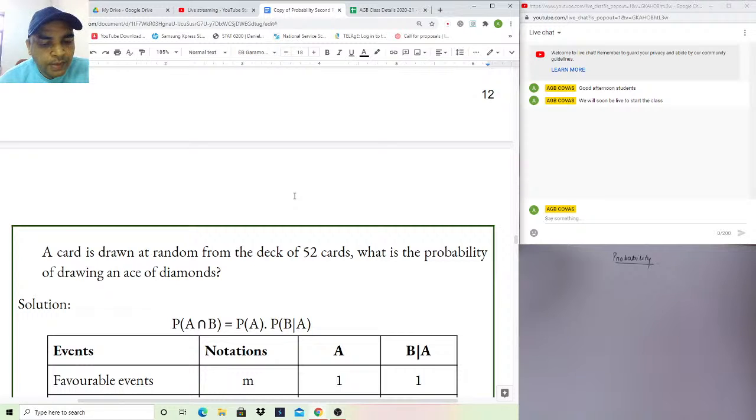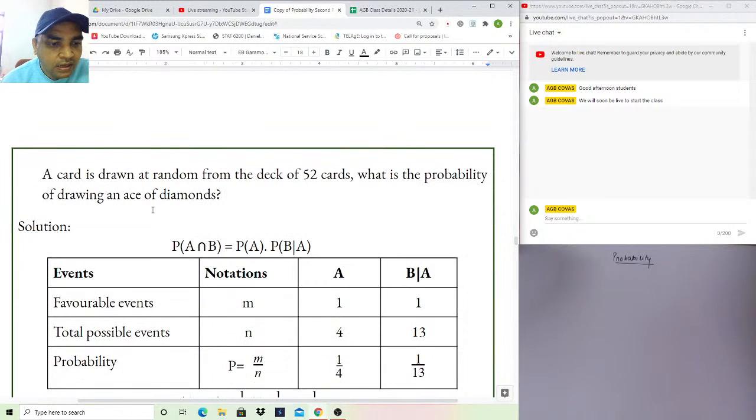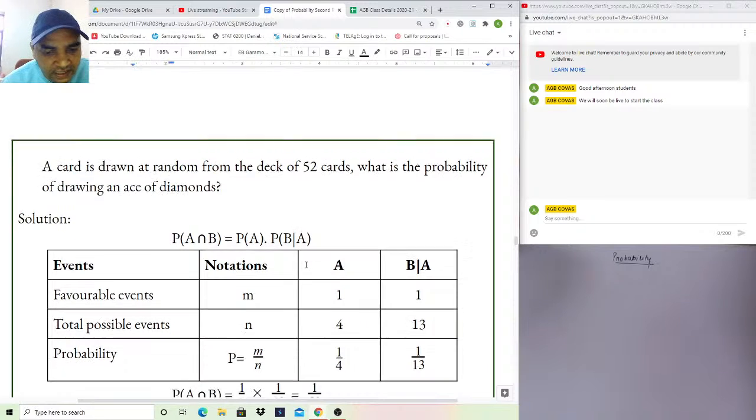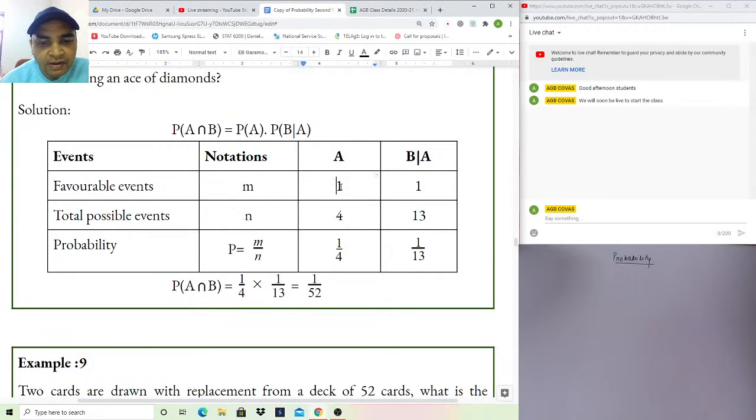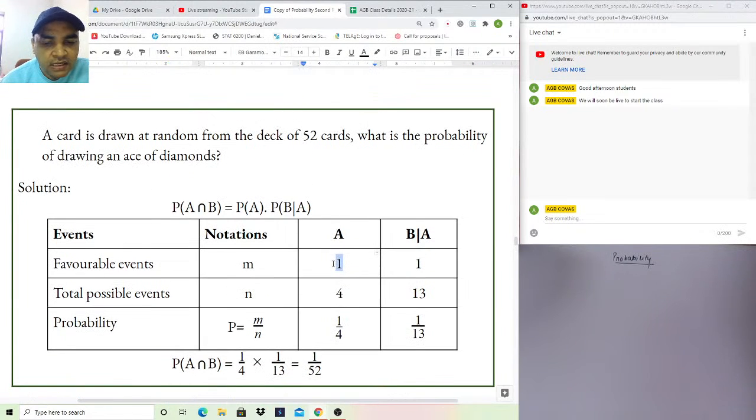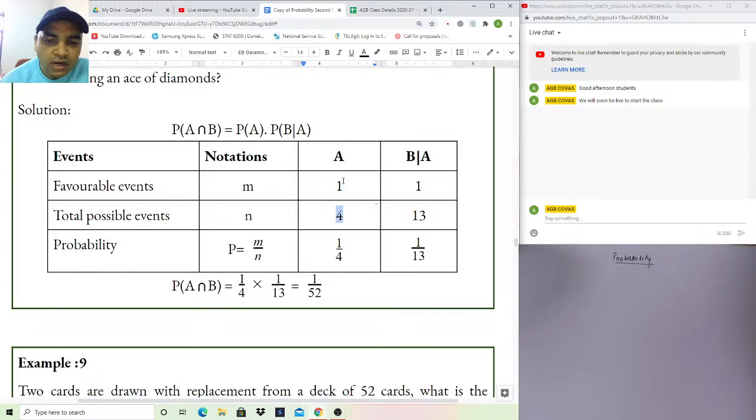Now another example to help you understand this concept. A card is drawn at random from the deck of 52 cards. What is the probability of drawing an ace of diamonds? That is, it should be a diamond and it should be an ace. So now P(A intersection B) is the probability of A into probability of B when A has already occurred. What will be the favorable event? First we have to find the ace. How many total aces are there? 4. Out of that 1 will be drawn. So the probability of A will be 1 by 4.